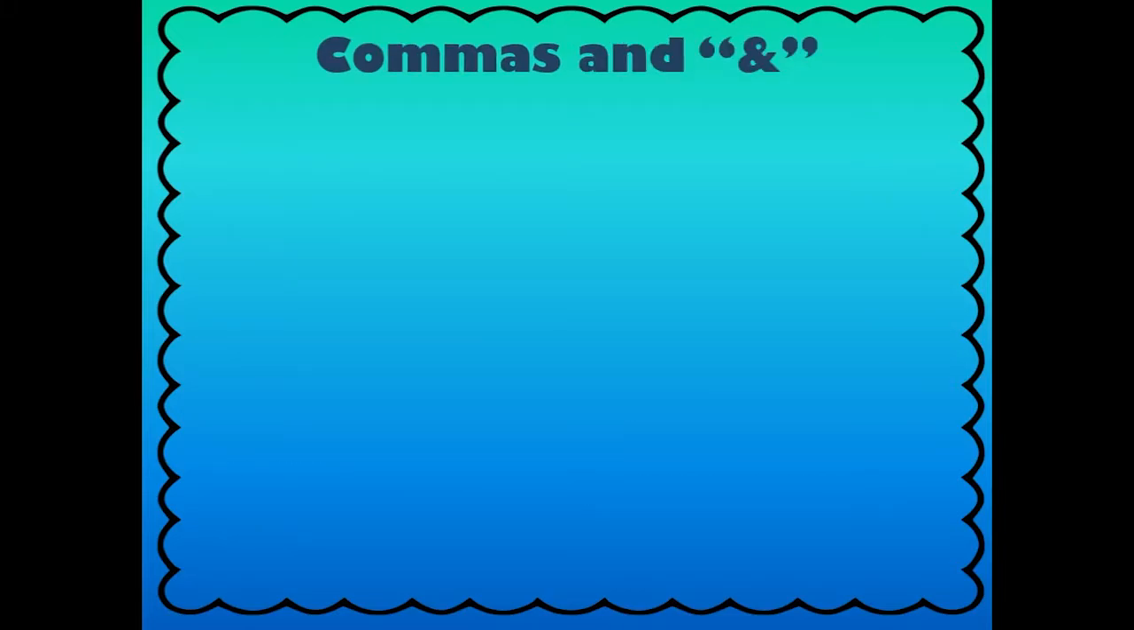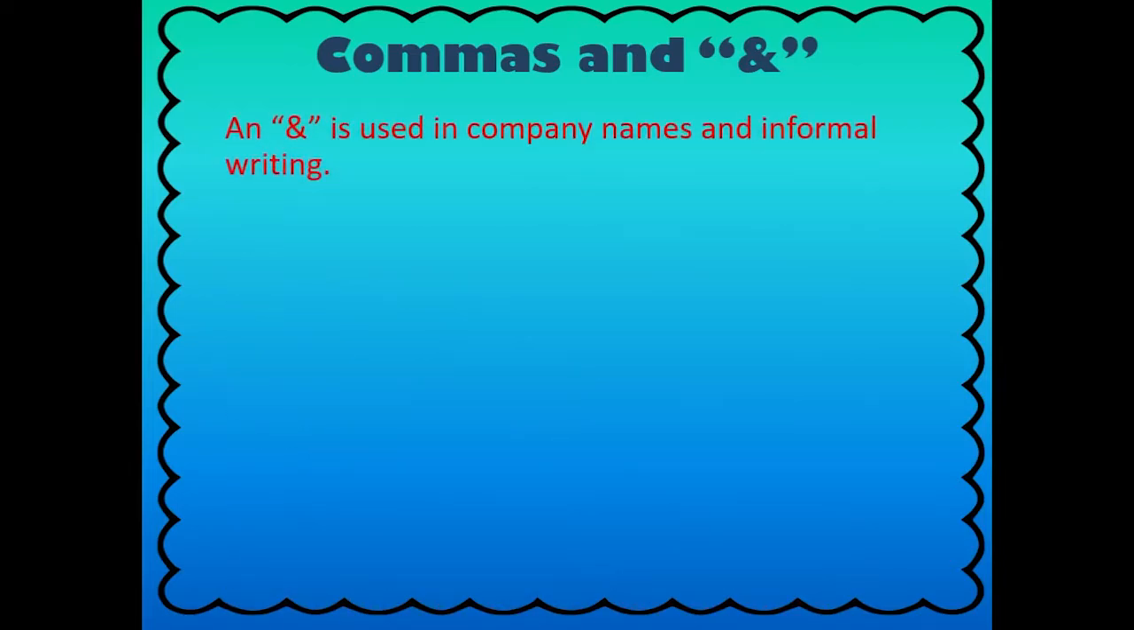And then the comma and the and sign. An and sign is also called an ampersand, and it is used mainly in company names and informal writing. What is informal writing? Informal writing is when you are writing very casually, to friends or really close family members. But when you are doing formal writing, you're writing to someone very important, like your boss or a principal, or maybe even the president. And so you want to use correct English and language, and you wouldn't be using signs like the ampersand.